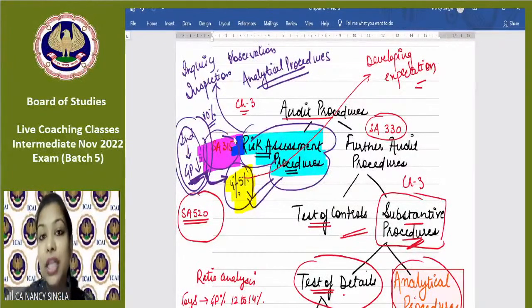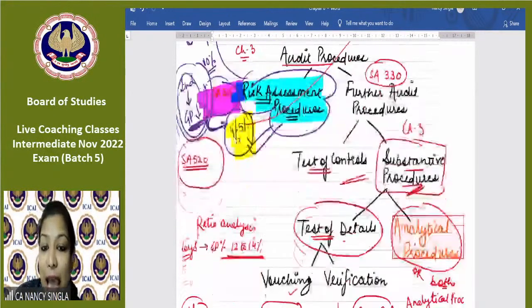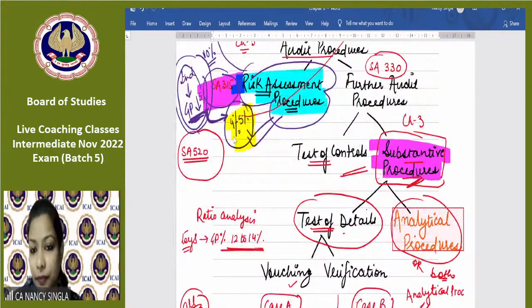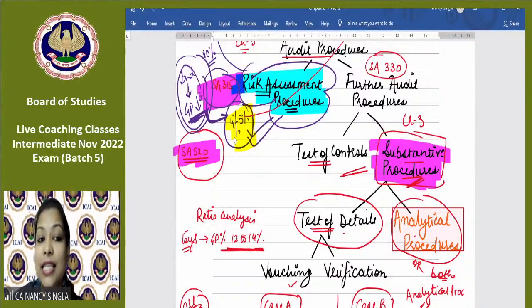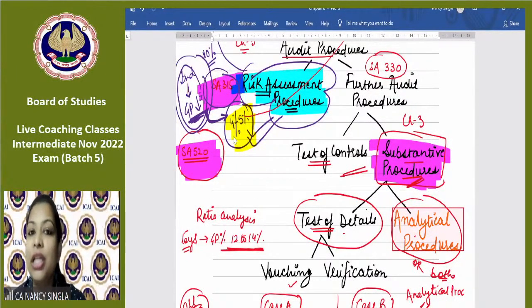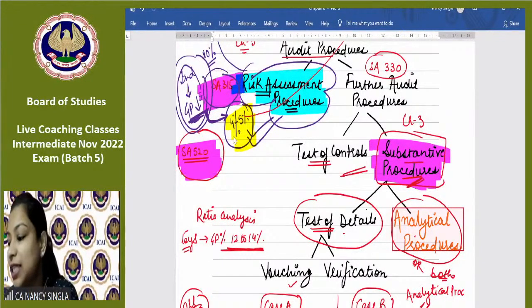And when the auditor is performing the procedure as a substantive procedure, SA 330 says that when the auditor is performing substantive procedure, he may perform analytical procedure. But what is the SA that guides the auditor? It is SA 520. Is it clear? So in risk assessment procedures, if you have to do analytical procedure, then SA 315 will be referred. And if the auditor needs to perform this analytical procedure as substantive procedure, then SA 520. Quickly tell me, is this clear?